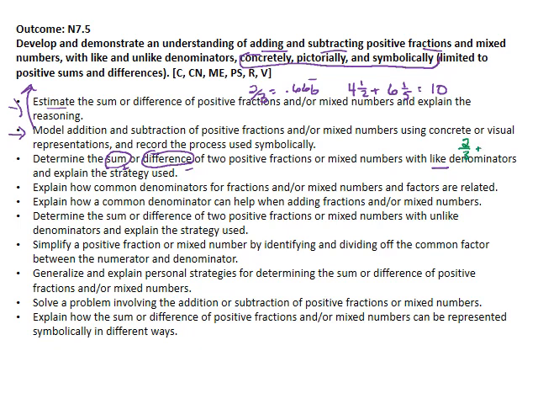2/3 plus 5/3. Okay, we could add those together. When the bottoms match, we can just add straight across, 7/3, and then we could reduce, put that back into a mixed fraction form. This one, explaining how common denominators for fractions and or mixed numbers are related.